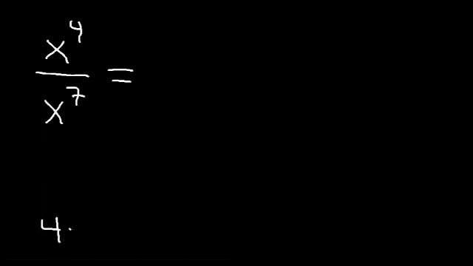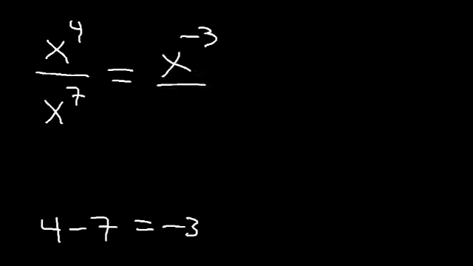So now what about this example? Let's say if we have x to the 4th divided by x to the 7th. What is the answer? So 4 minus 7, top minus bottom, is negative 3. And whenever you have a negative exponent, if you move the variable to the bottom, the negative exponent will become positive. So x to the negative 3 is the same as 1 over x cubed. And typically, in algebra, you want your final answer to contain positive exponents, not negative exponents. So this is the answer.